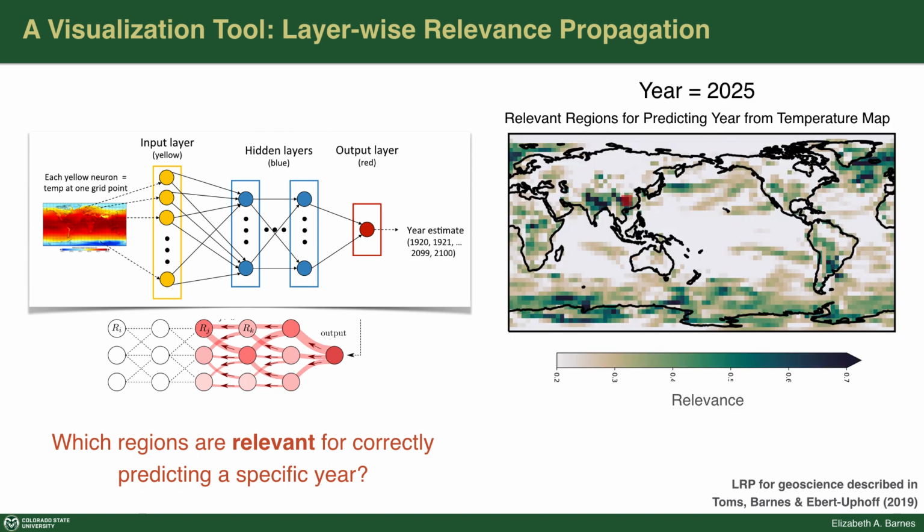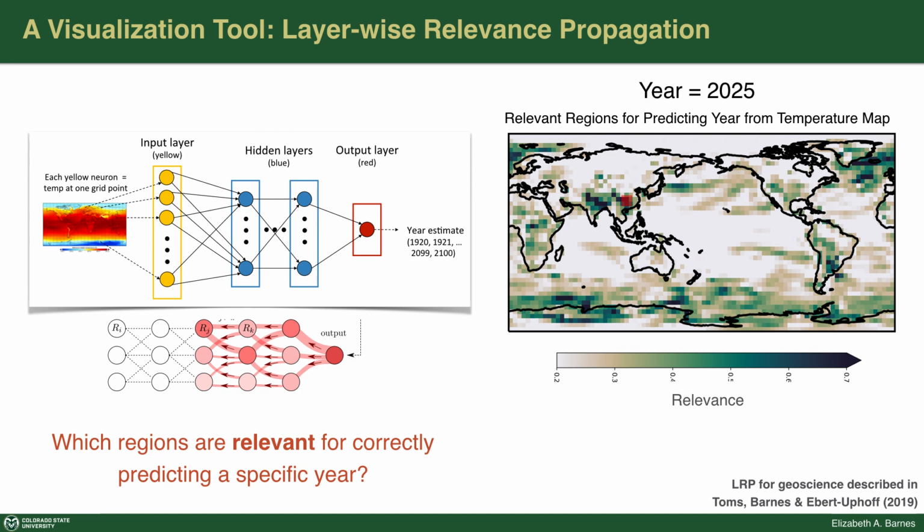So this is a composite map for when the neural network predicts the year 2025 correctly. And these green locations show the relevant regions that were important for the neural network to make an accurate prediction. What we see here is that really it's the Southern Ocean and the North Atlantic, as well as Southern Asia, that were used by the neural network to know that the year was 2025 and not some other year.